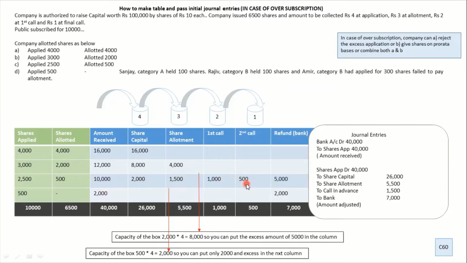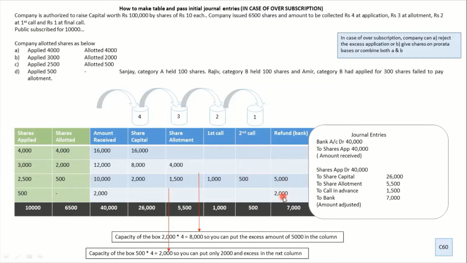So when I got an excess of 8,000, I put it over here. Still, there was an excess of 5,000 which I have to refund. I can't keep somebody's money. Okay, so this amount has to be refunded. The last case, 500. He is not a shareholder. We did not give him any shares. That is the reason why we have to refund this entire 2000.